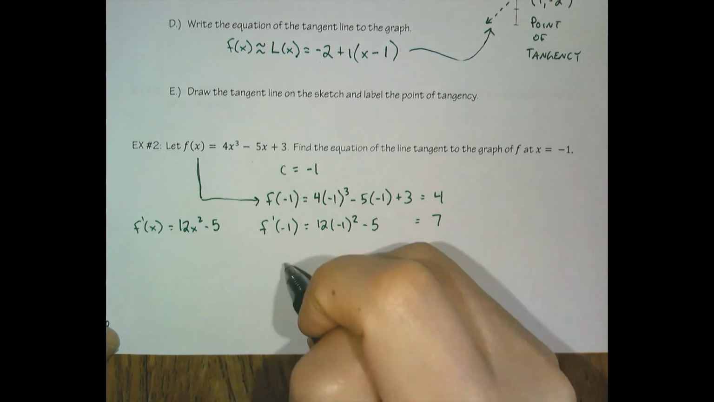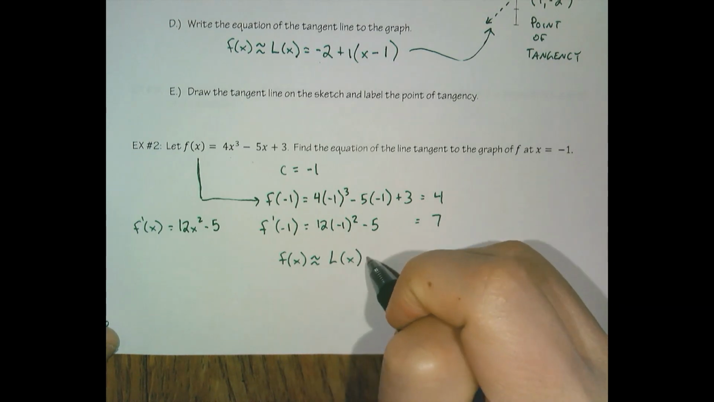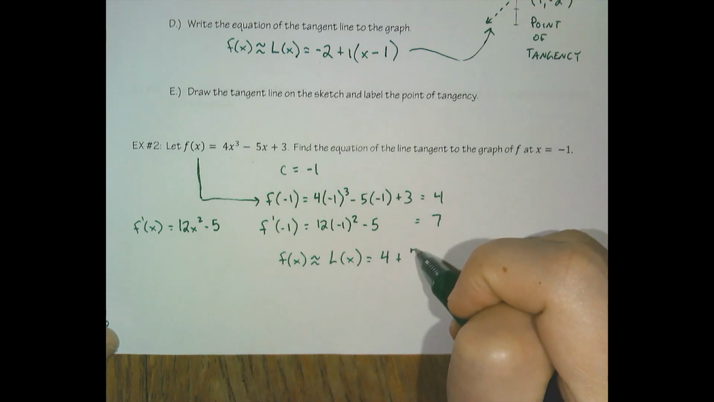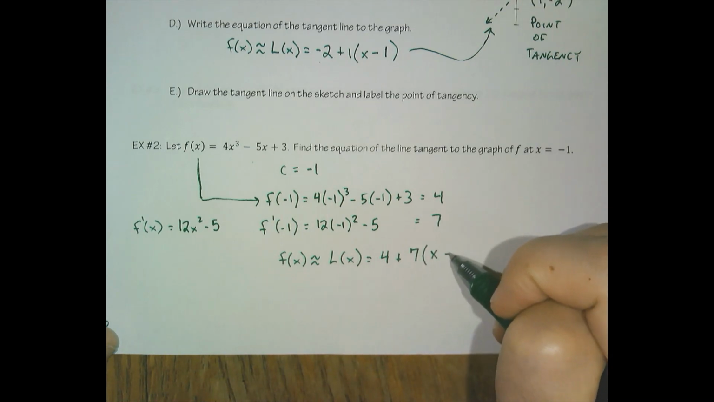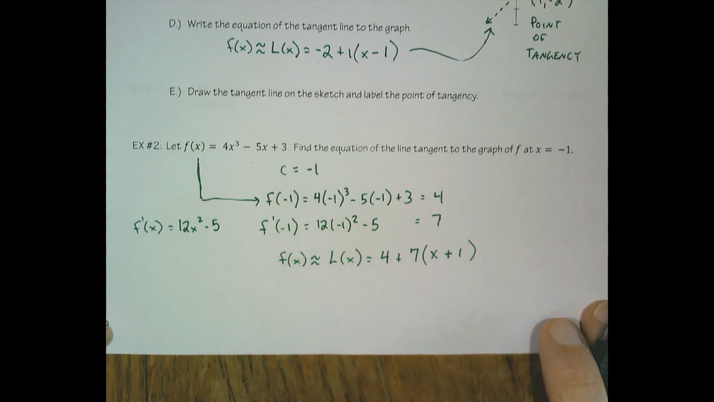So we can write out our tangent line equation. F of the center plus f prime of the center times x minus the center. X minus -1 becomes x plus 1.